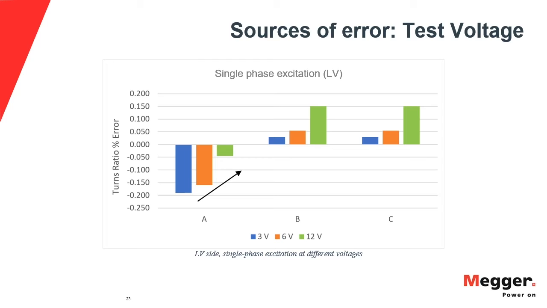So one more example now. In this case, applying on the low voltage side of my transformer, also increasing voltage, starting with 3 volts, 6 volts, then 12 volts. In this case, the error is going towards the positive side, right? Phase A was on the negative side of the error, so it's going towards zero. The other two phases are going away from zero, again because we are increasing voltage, going towards the positive, because we are applying voltage on the low voltage side of my transformer.